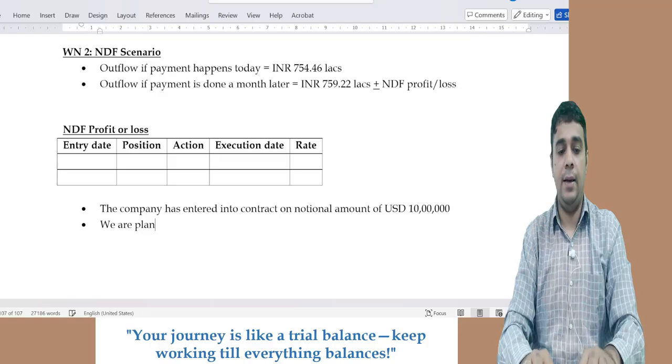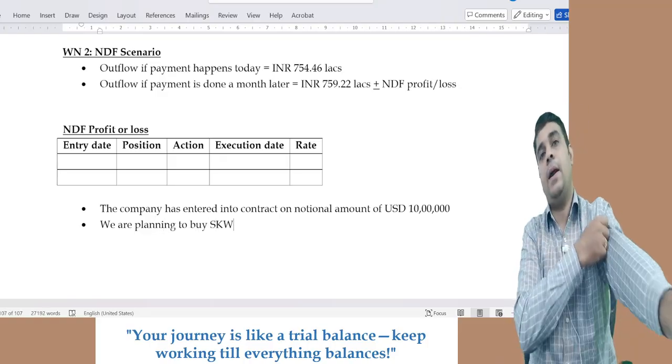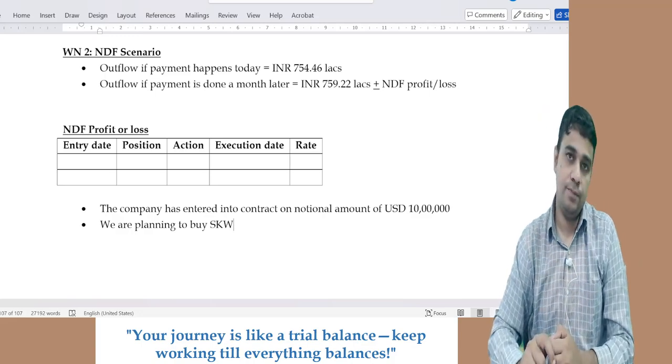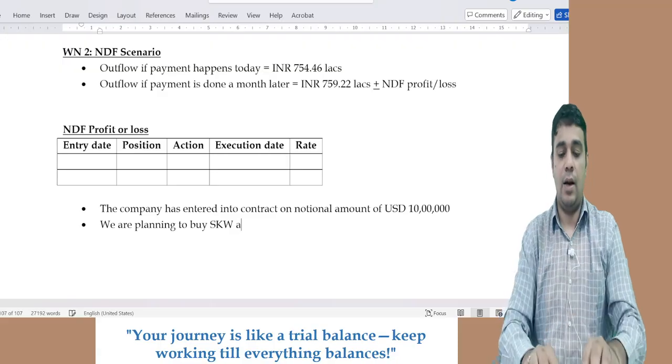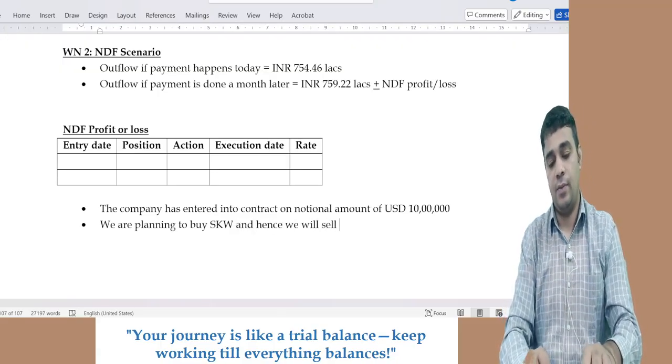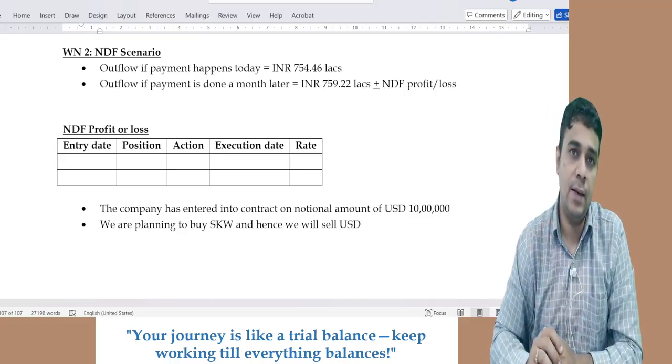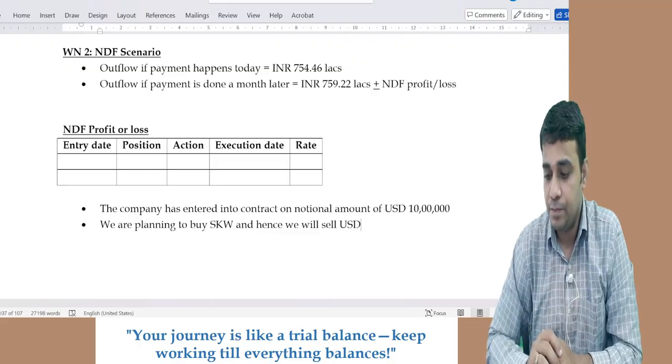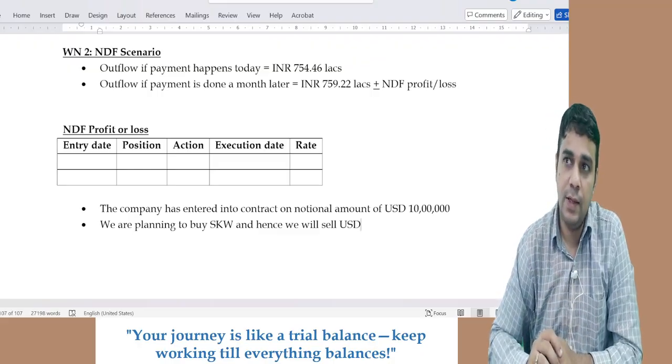We are planning to buy SKW. Hence, we will sell USD. Clear?